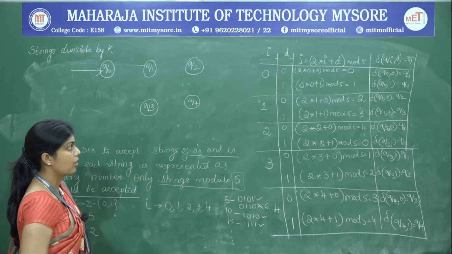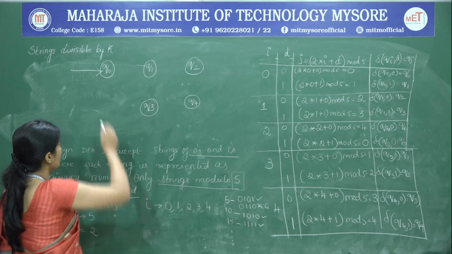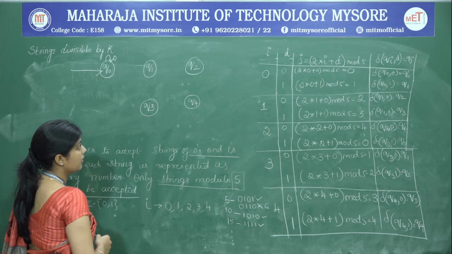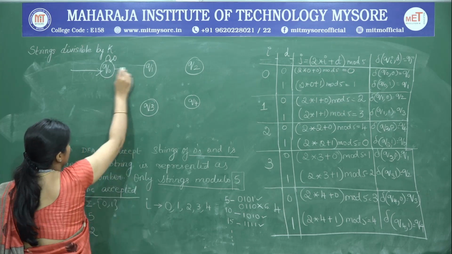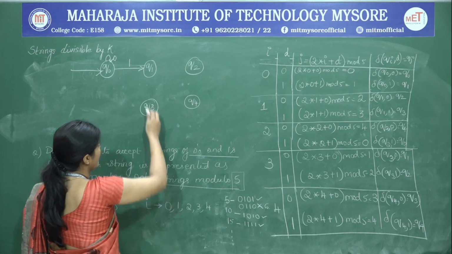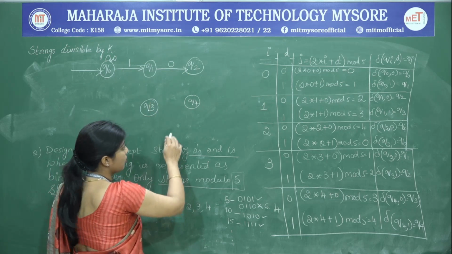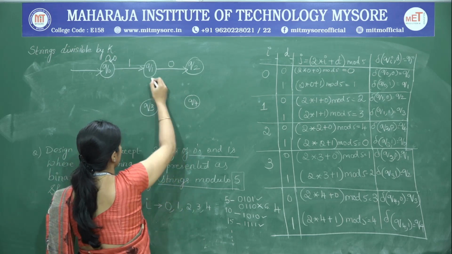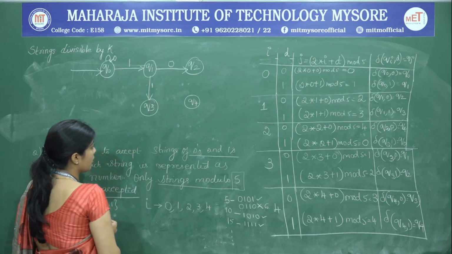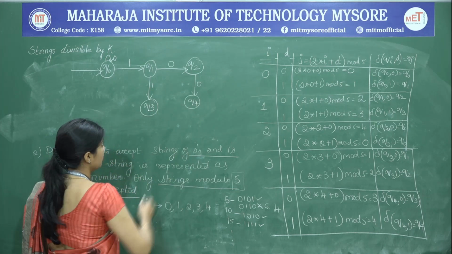So we'll go on filling up all the transitions on every state. First, Q0 on 0 goes to Q0, so we are going to put a loop on 0, and then Q0 on 1 goes to Q1. Next we have Q1 on 0 goes to Q2. Q1 on 1 goes to Q3. Next we have Q2 on 0 goes to Q4. Q2 on 1 goes to Q0.